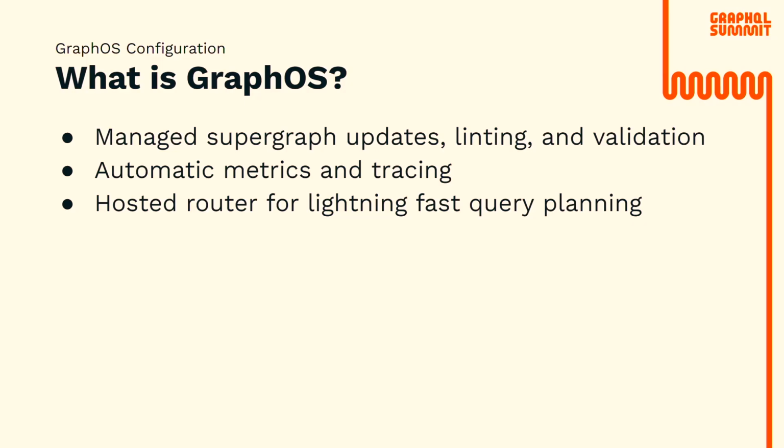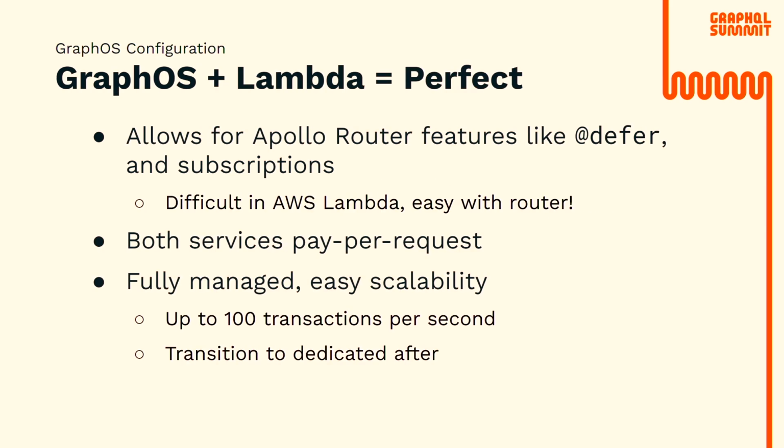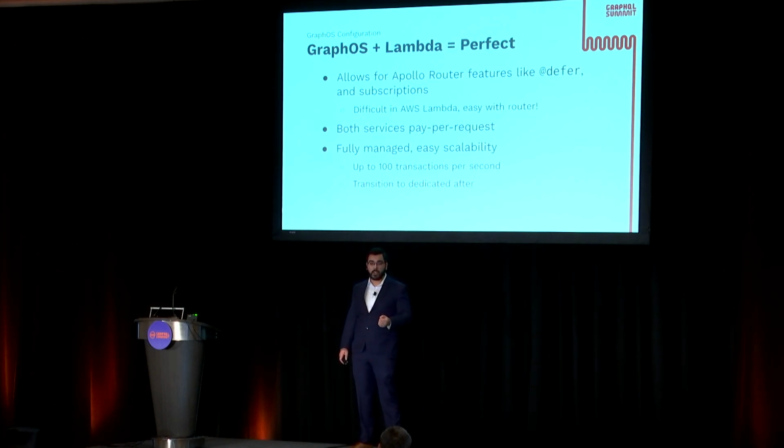Well, first let's take a step back and have a little reminder of what GraphOS is. GraphOS is a managed platform for supergraph updates, linting, and validation, which comes with automatic metrics and tracing. And then most importantly for us, the Cloud Router comes as a hosted router for lightning-fast query planning and will actually execute our query. GraphOS and Lambda are actually the perfect pair, too. This pairing allows for the Apollo router to fill in for features like defer and subscriptions that would be impossible or very difficult to implement in Lambda otherwise.